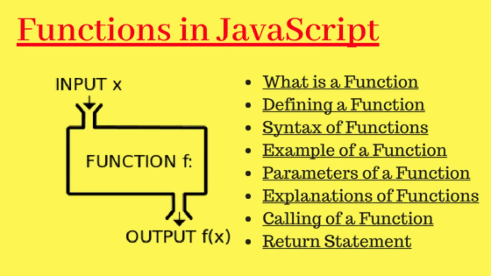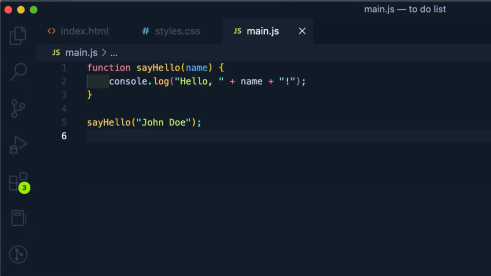Number 5. Functions. Functions are reusable blocks of code that can be executed whenever you call them. For example, in this example, we create a function called sayHello that takes an argument name. The function then logs a message to the console that says hello, followed by the value of the name argument, followed by an exclamation point. We then call the sayHello function and pass it the string value John Doe as the name argument. This causes the function to log the message hello, John Doe, to the console.